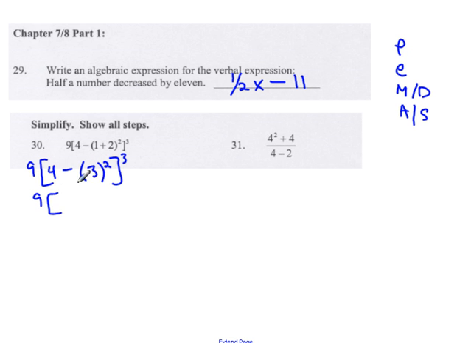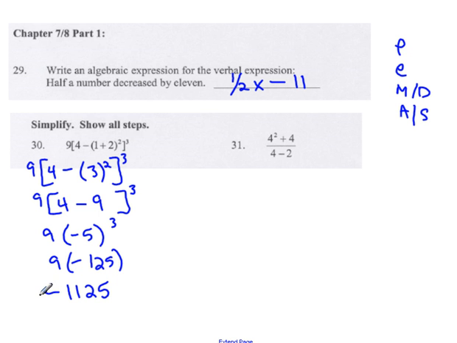Okay, we still have things to do in the grouping symbols, and in the grouping symbol you see we have either subtraction or exponent. Well, exponent comes before subtraction, so that would be 3 squared or 9. Now inside the grouping symbol we still have a subtraction to do, so 4 minus 9 is negative 5. And now we either multiply or exponent, and of course exponent comes first, so negative 5 to the third power is negative 125. Finally multiply by the 9 and you get negative 1125 as the answer.